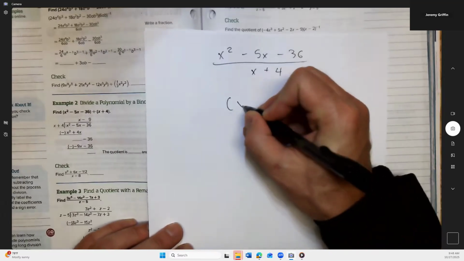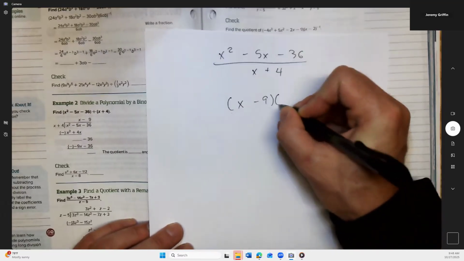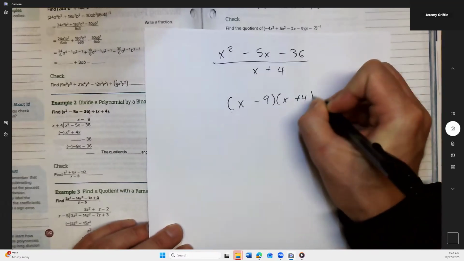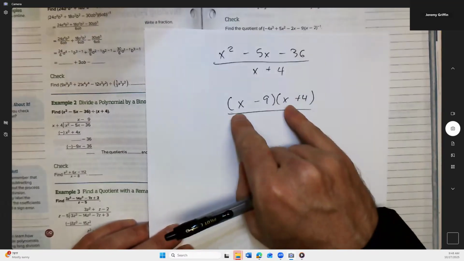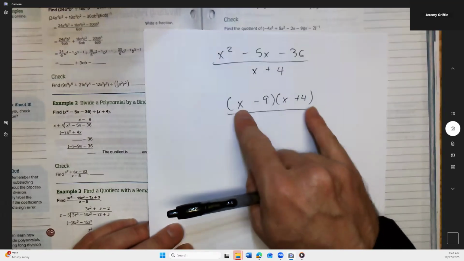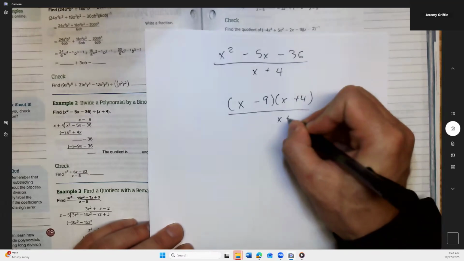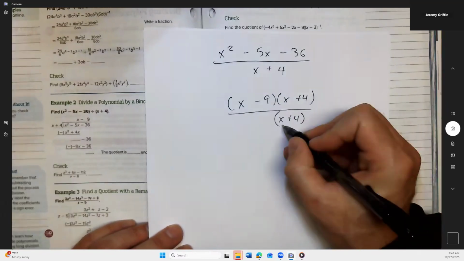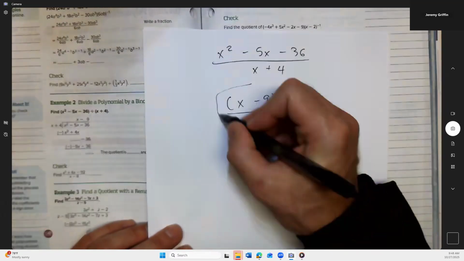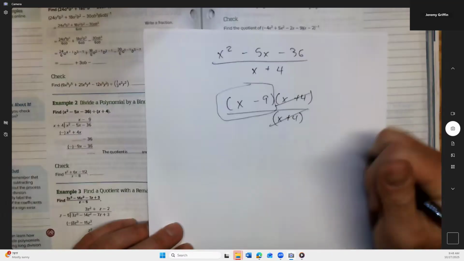Guys, can you factor the top as x minus 9 times x plus 4? Is that because, let me FOIL this? X squared minus 9x plus 4x is negative 5x. Negative 9 times 4 is negative 36. Do you guys see that? And then, guys, does this cancel? So, what is the answer to this going to be? X minus 9, right? You guys see it?